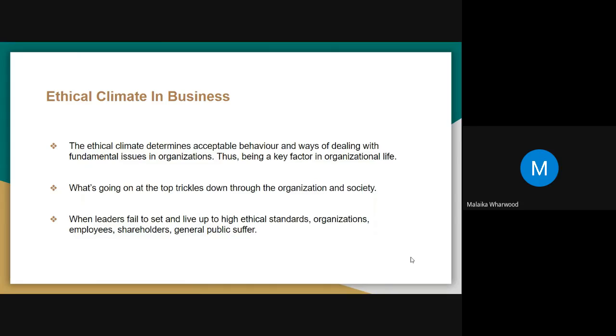Okay, so moving on to the ethical climate in businesses. The ethical climate determines acceptable behavior and ways of dealing with fundamental issues in organizations, thus being a key factor in organizational life. What's going on at the top of the organization trickles down through the organization and society. When leaders fail to set and live up to high ethical standards, the organization, employees, shareholders, and the general public suffer. When businesses practice unethical behavior, they'll have a hard time attracting both employees and customers.